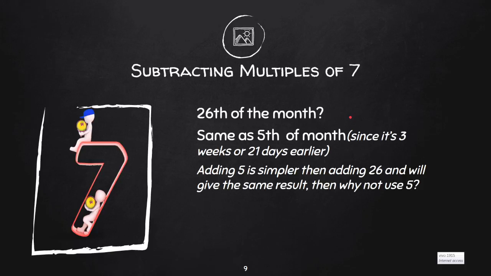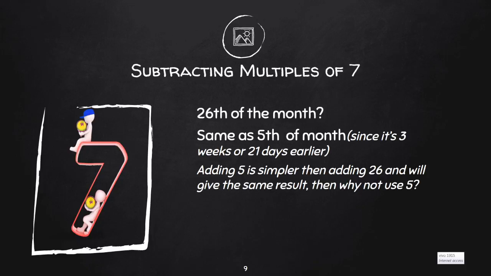Subtracting multiples of 7. Let's say you are asked about the 26th of a month. Regardless of the month or year, we can state with certainty that the 26th of the month will fall on the same day as the 5th of the month, since it's 3 weeks or exactly 21 days earlier. For example, if the 26th of any random month falls on Friday, then the 5th of that month will also fall on Friday.